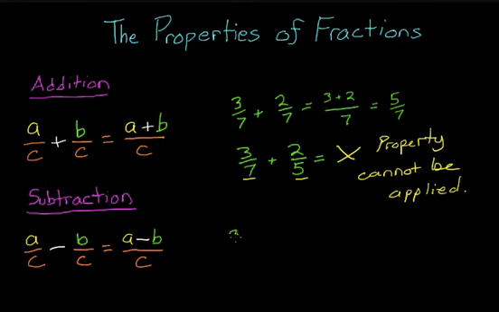So let's say we had our fraction 3/7 and we wanted to subtract 2/7. The difference is just the difference of the numerators, 3 minus 2, over the common denominator, 7. So that would be 1/7. Simple enough.